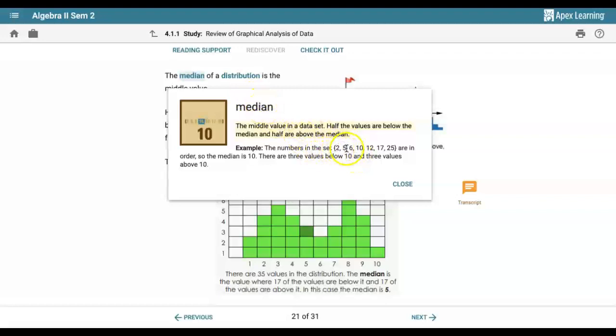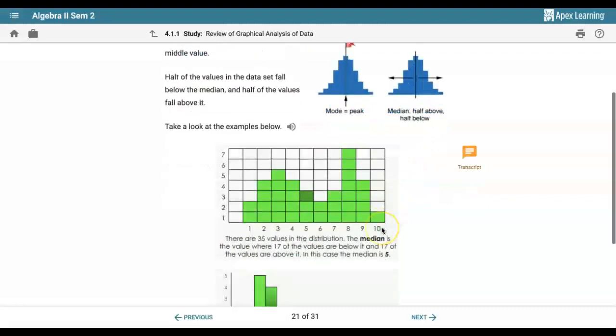There are 7 values. So we're going to look for the 4th value in this number set. The reason is that if I look at 10 here, I have 3 numbers to the right of it and 3 numbers to the left of it. So half of the values are below and half of the values are above. So 10 is my median value.